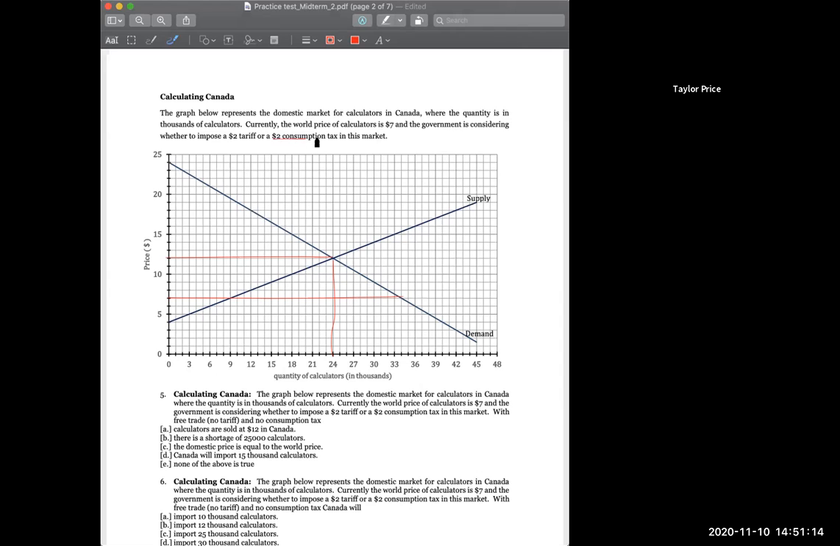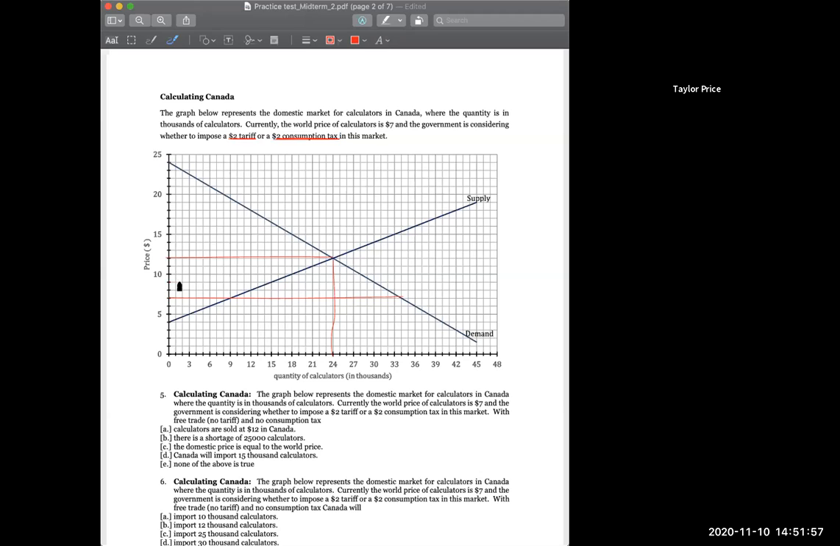For the consumption tax, that's basically a tax on consumers, whereas the tariff is a tax on foreign producers of the good. So it's not a tax on domestic producers, just on foreign producers. So that's an important piece of this too. The consumption tax is purely on the consumers, it's just raising the price that they pay, whereas a tariff is basically pushing foreign producers away from being able to sell in the market.